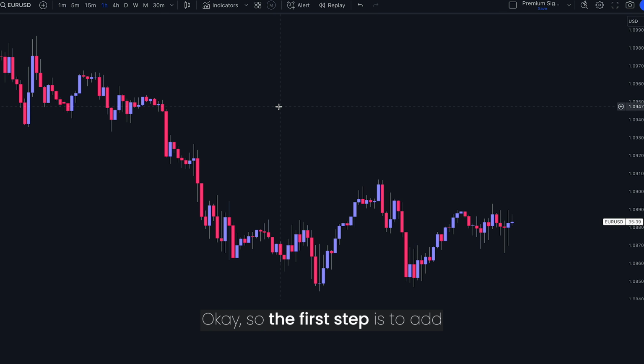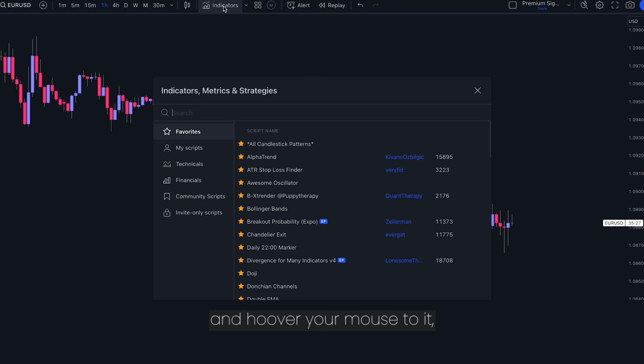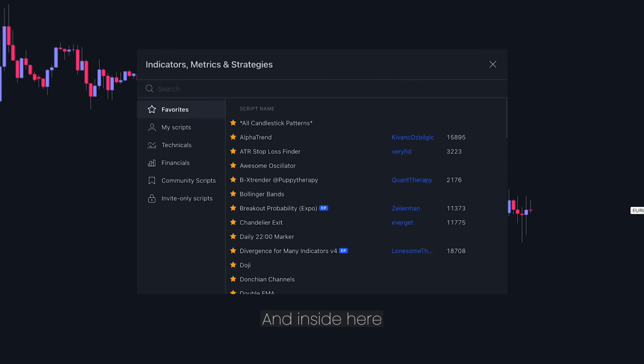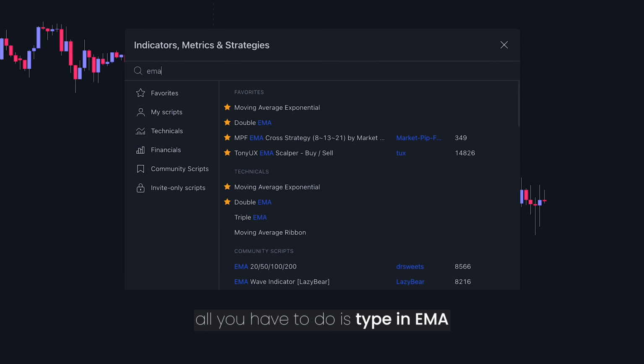Okay, so the first step is to add the moving averages on our charts, and in this case we will be using exponential moving averages to be exact. So all you have to do right now is to open TradingView and hover your mouse to the indicators section, and inside here all you have to do is type in EMA, and this will be the moving average exponential, and click on it twice.